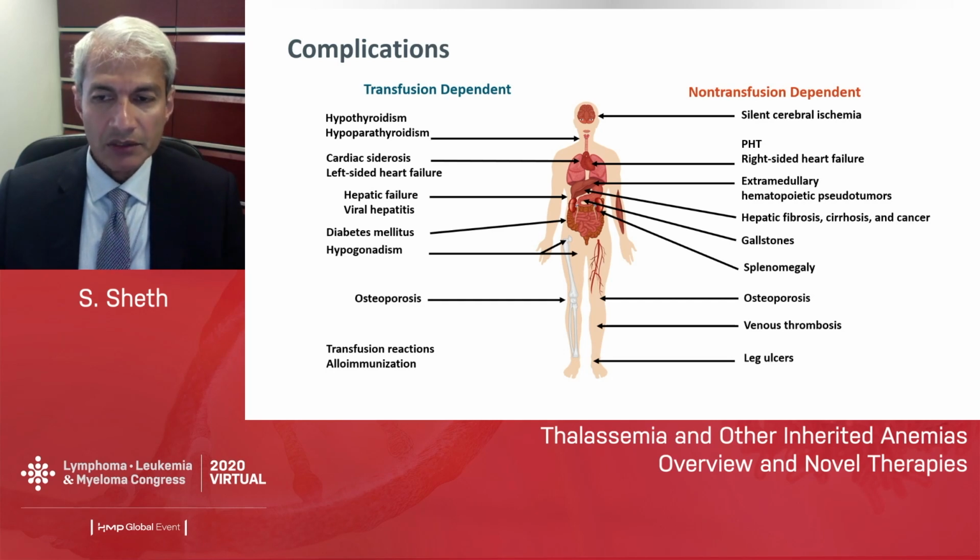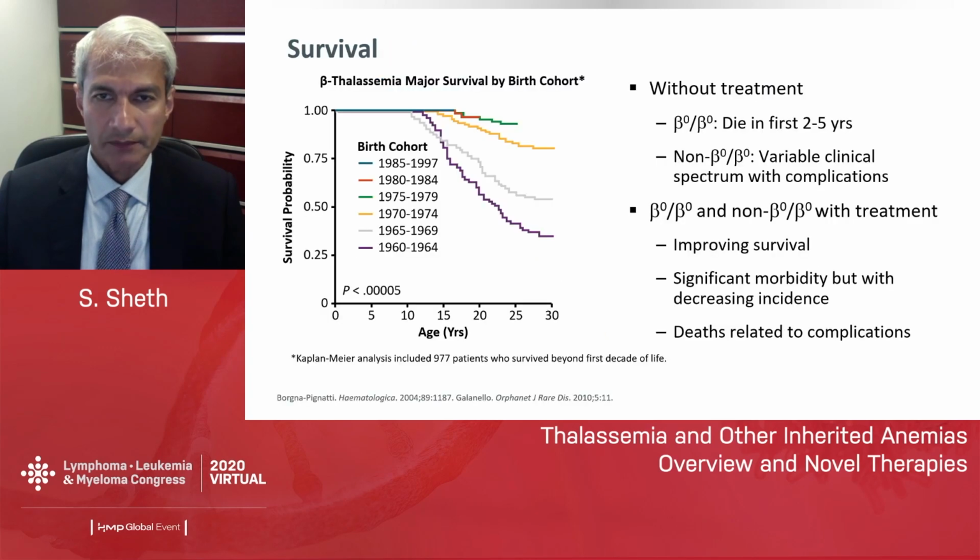Gallstones from the increased hemolysis, splenomegaly from both ineffective erythropoiesis and extramedullary hematopoiesis, as well as from hypersplenism. Again, osteoporosis, venous thrombosis, and leg ulcers. So these are all complications that can occur that we want to really try and prevent.